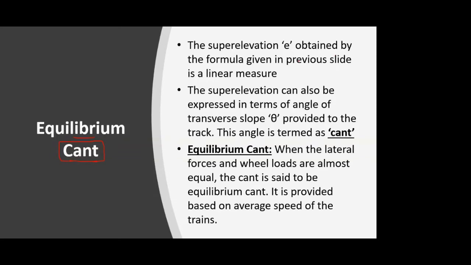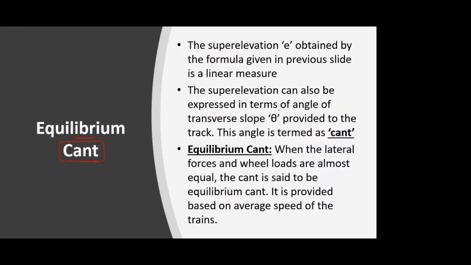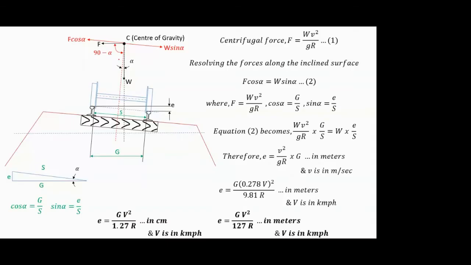So in the previous formula, this E value that we find out, it is a linear measure. Linear measure as in it is a length. Okay, we find out how much the outer rail is raised over the inner rail. So it's a linear measure. And along with that, we had seen that there is a term called alpha as well. So this alpha is nothing but the tilt that we provide in your sleepers or the ballast layer, so that that tilt will be there in your rails as well.